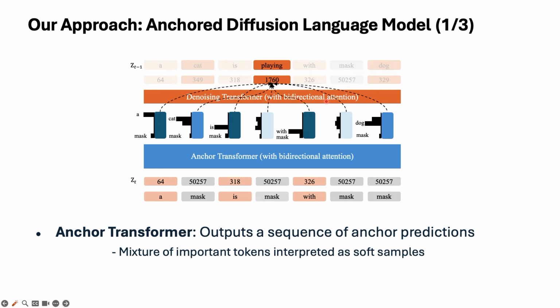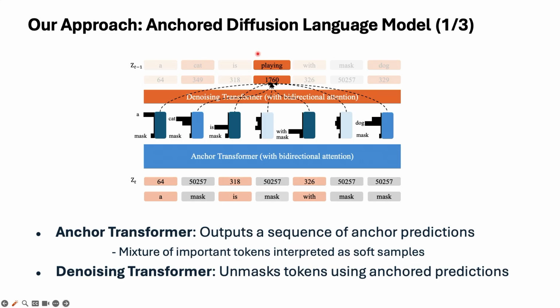The important thing about the denoising transformer is it does not even care about what is masked or unmasked. It looks at the sequence of important tokens, which you can think of as soft reasoning tokens, and decides what to unmask. Essentially, because cat and dog are important in this sequence, it says it is likely to be playing, and that's why the word playing will be generated.